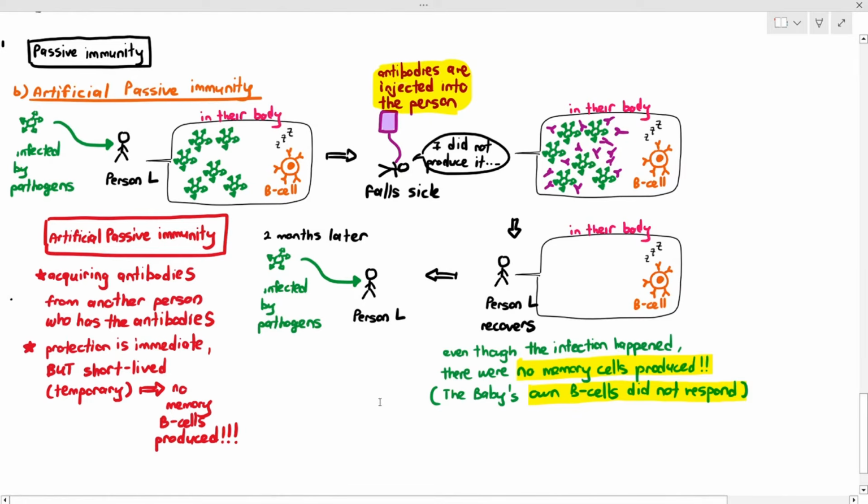So passive immunity is pretty fantastic because the protection is immediate. The antibodies are given almost instantaneously. But the only issue here is there were no memory cells produced at the end of it. Because you did not produce memory cells, if the same type of pathogen infects you in the future, you will fall sick again. That is the problem with passive immunity.